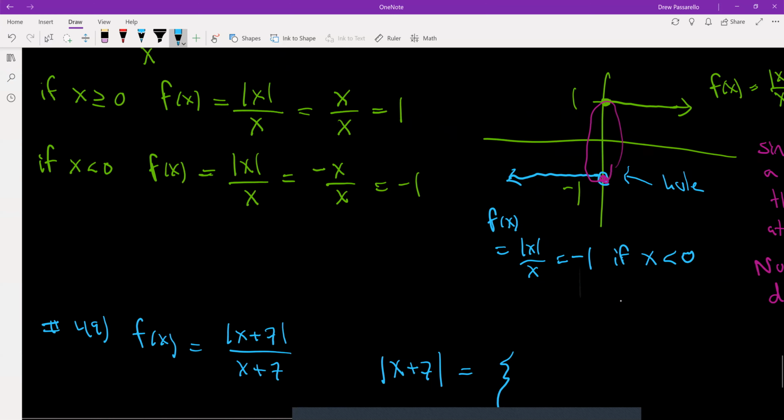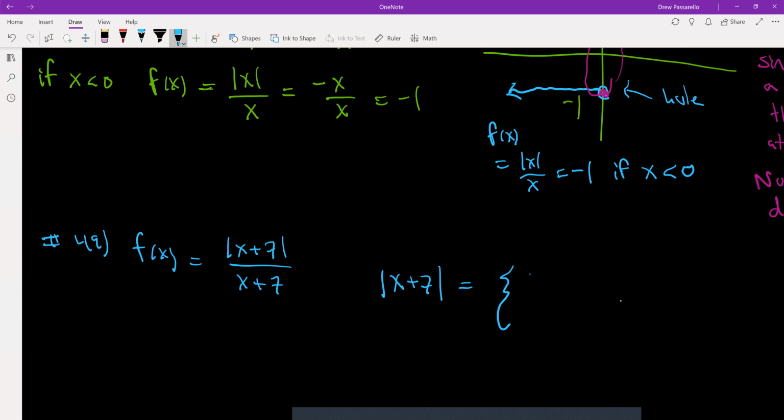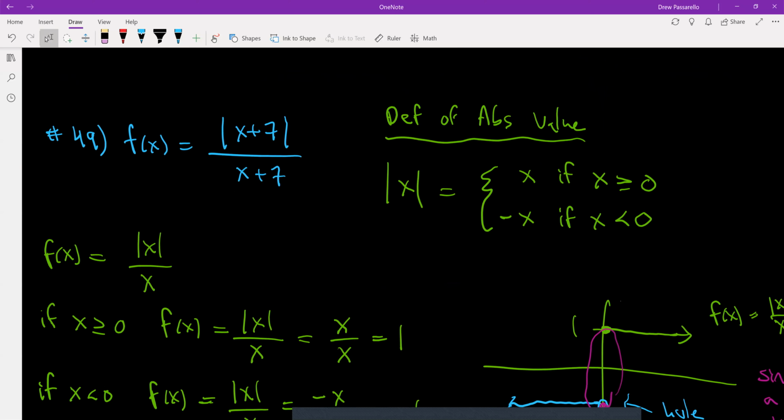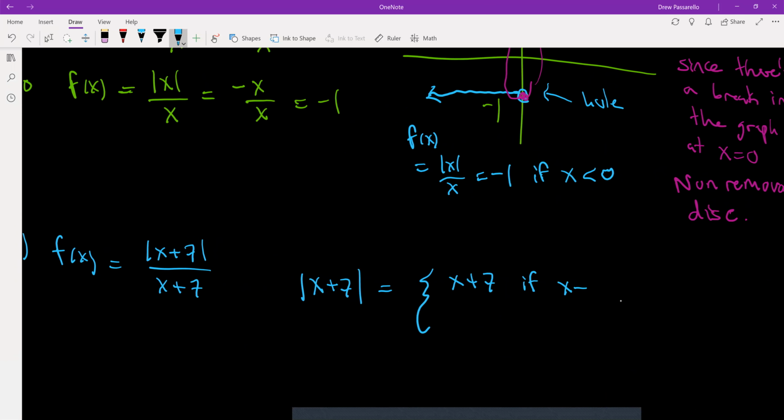it's broken up into two pieces. In this case, instead of just x, it'll be equal to x plus 7 if, and again, instead of using x greater than or equal to 0, it'll be x plus 7 greater than or equal to 0. And then the other portion is going to be, instead of negative x, negative, and I'm applying the negative to the entire quantity x plus 7, so negative parentheses x plus 7. And that's if this x plus 7 is less than 0.